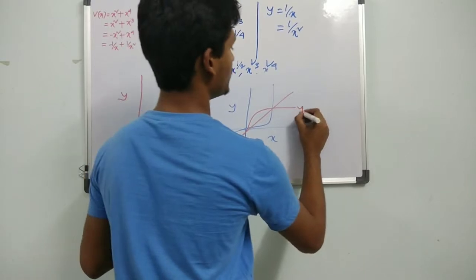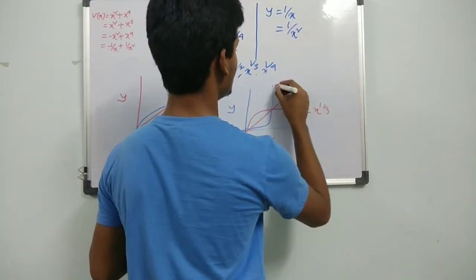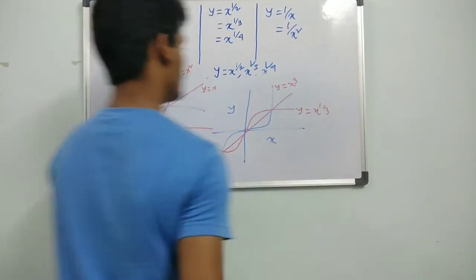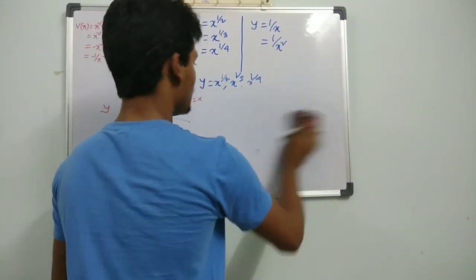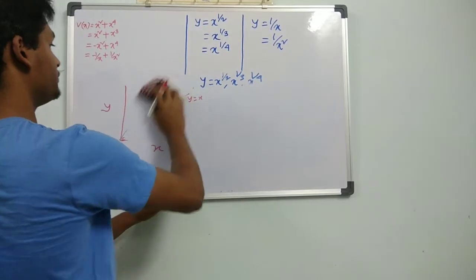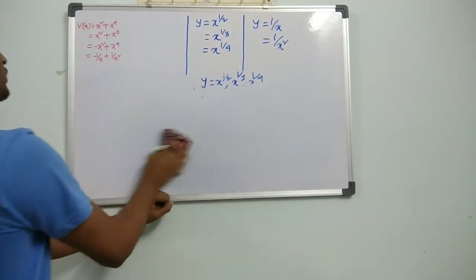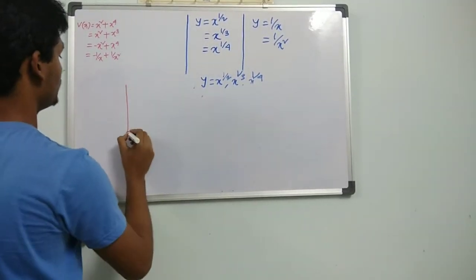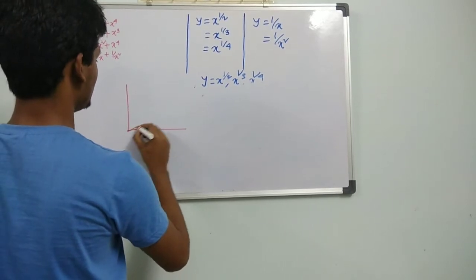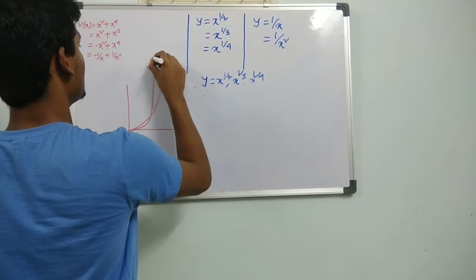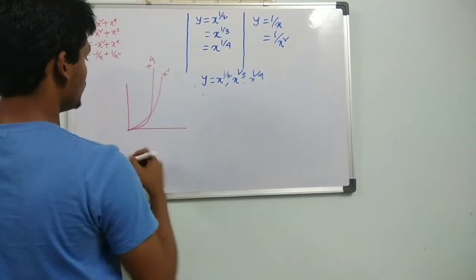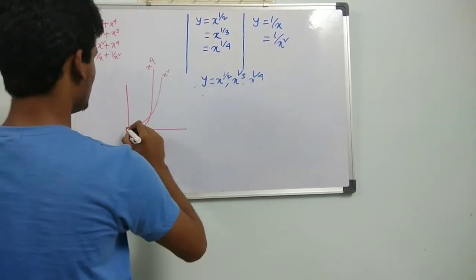So this will be your y equals x to the power 1 by 2. If y equals x, it will be this. Okay. So similarly you can reach x to the power 1 by 4 also. No problem at all. This is your x square. If this is x square, then x to the power 4 will be like this. I already discussed these things. So now I want x to the power 1 by 4.